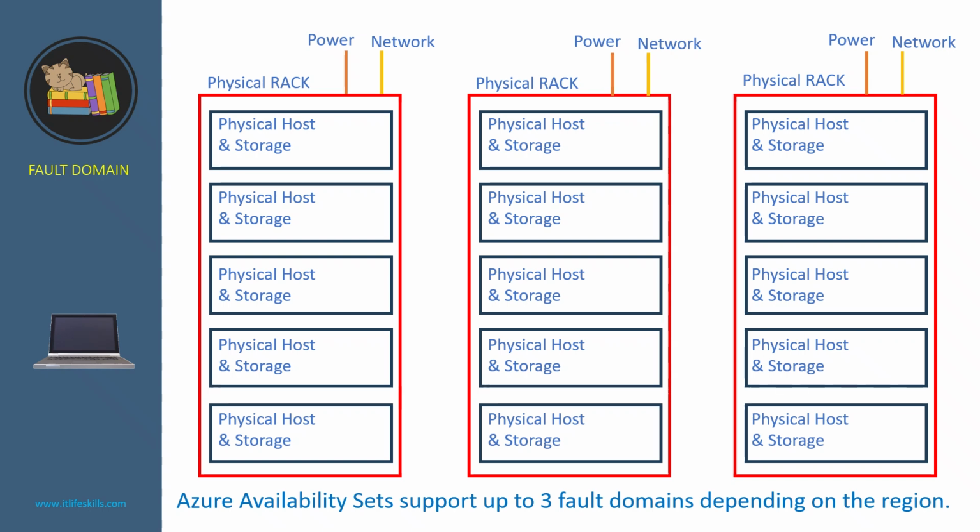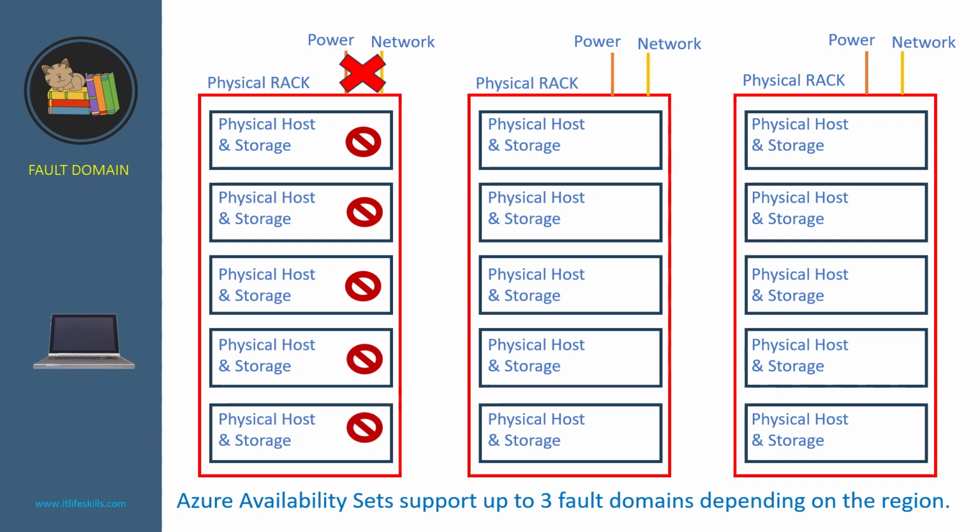As you know, Azure data centers contain many physical server racks. Each rack has its own power source and network switches that support physical hosts and storage where Azure VMs run. If a rack loses power or network connectivity, all hosts and storage in that rack become unavailable.